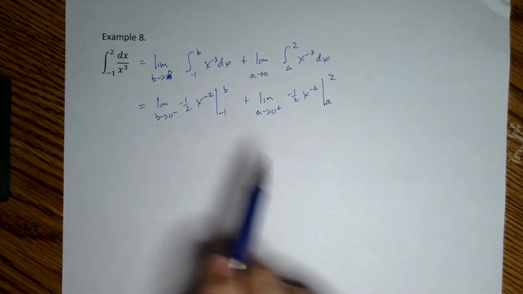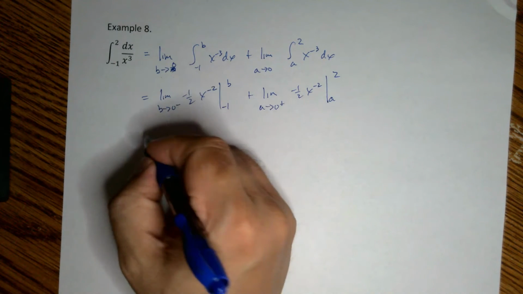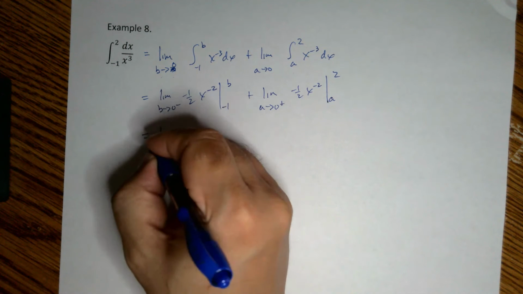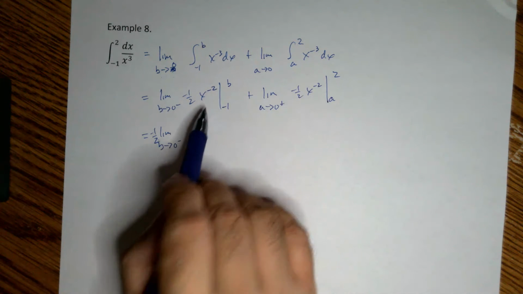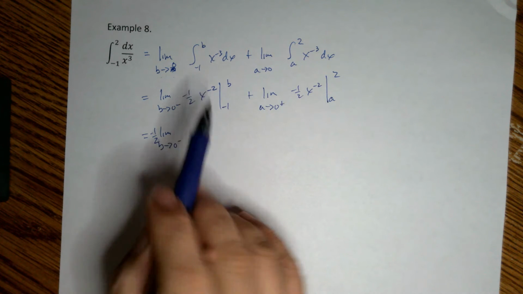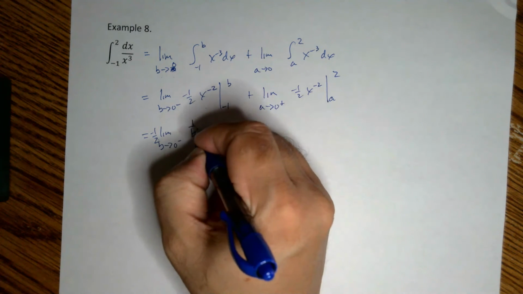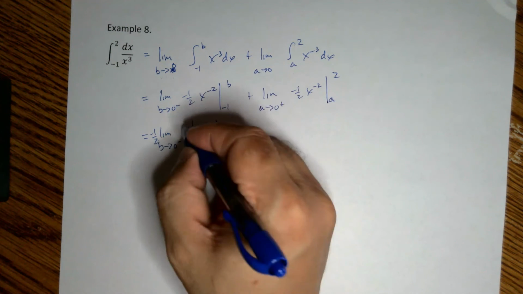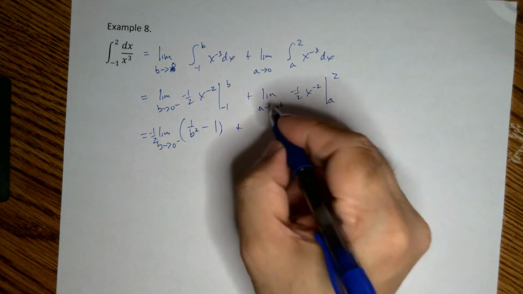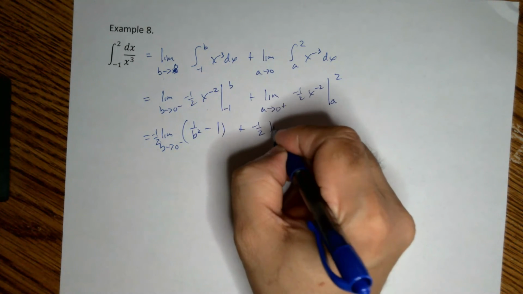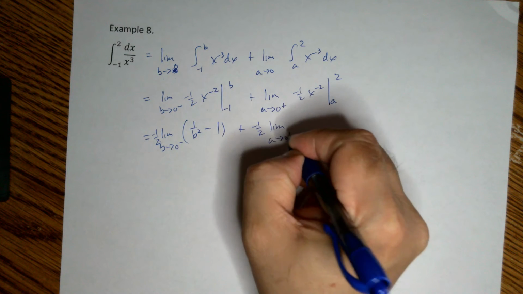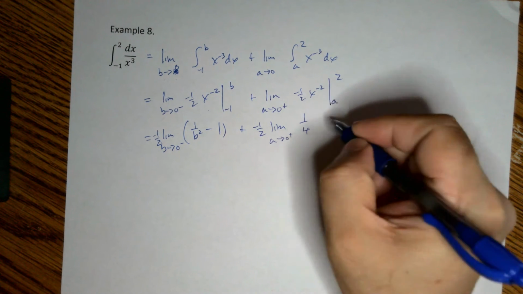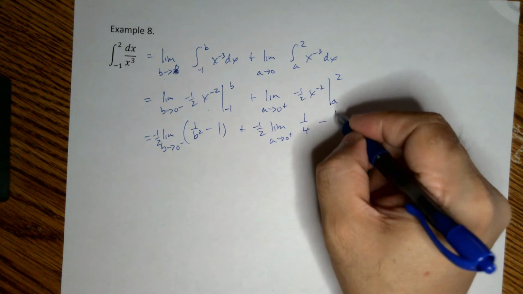All right. So b goes to, I'm just going to put it in. Take the -1/2 out again. So that's going to be b to the -2, or 1 over b squared, minus 1 over 1, so just 1. And here, we'll take the -1/2 out again. So we plug in the 2, it'll be 1/4, minus 1 over a squared.